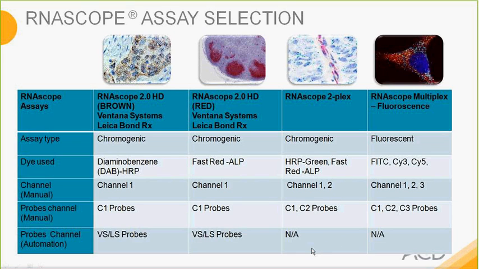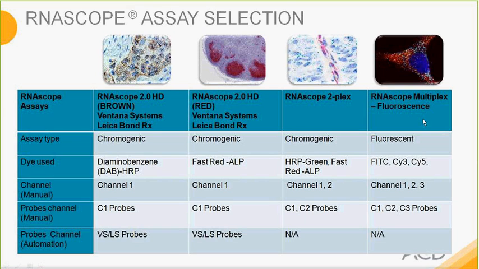In the 2-plex, this only applies for the manual assay, and 2 enzymatic reactions apply. One is HRP green, and the other is fast red and alkaline phosphatase. The two channels that you'll use for the 2-plex chromogenic are C1 and C2 probes. For the chromogenic assay in the 2-plex system, we don't have available probes or products for VS or LS.